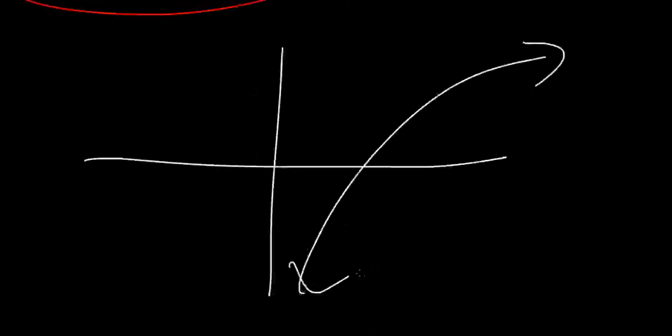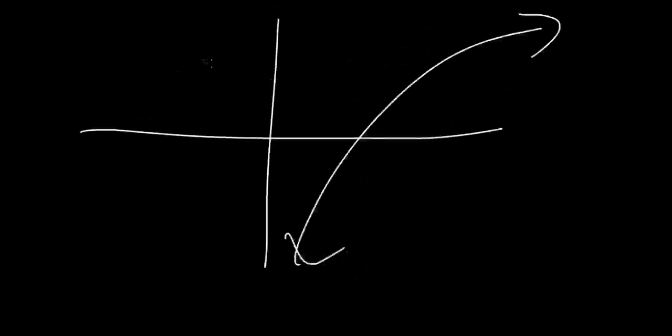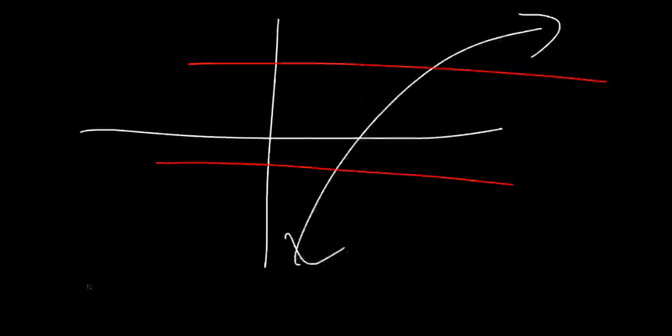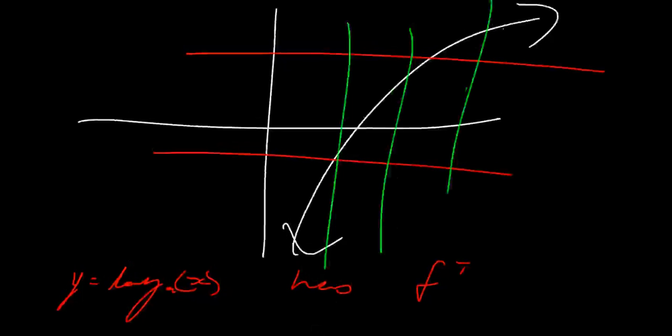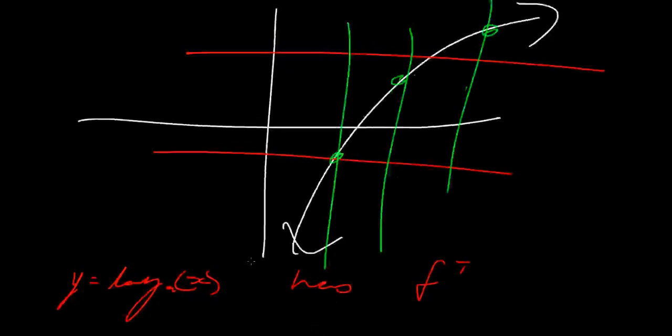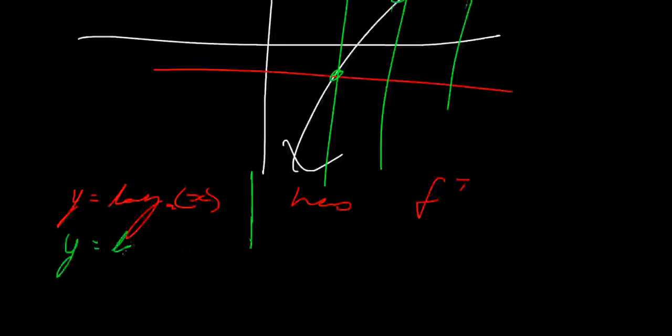Okay, log, firstly, passes the horizontal line test, so y equals log a of x has an inverse. Okay, if we do the vertical line test, you'll see also it passes the vertical line, it only ever crosses once, so y equals log a of x is a function.